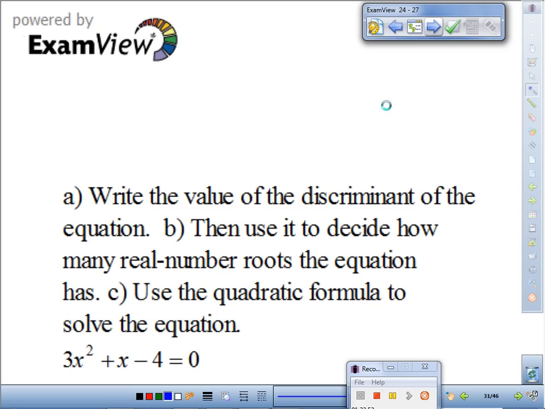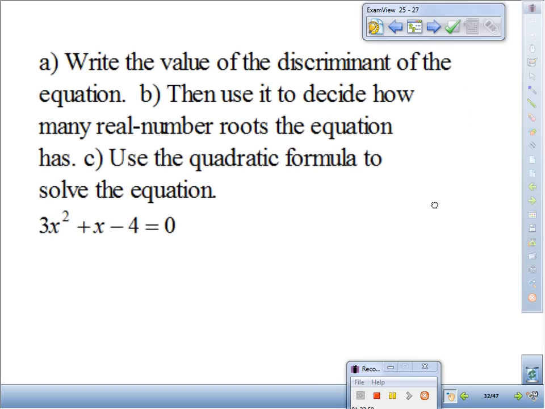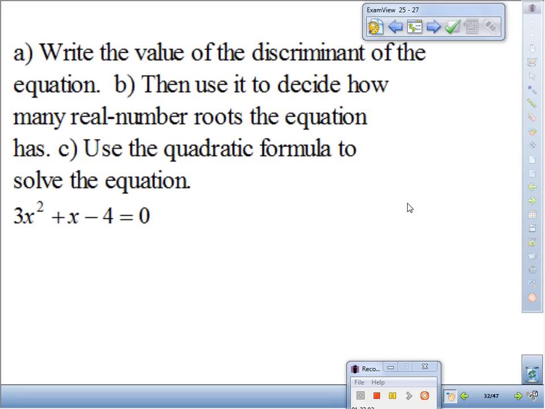Number 25. Here we go. Write the value of the discriminant of the equation, then use it to decide how many real number roots the equation has. Use the quadratic formula to solve the equation.